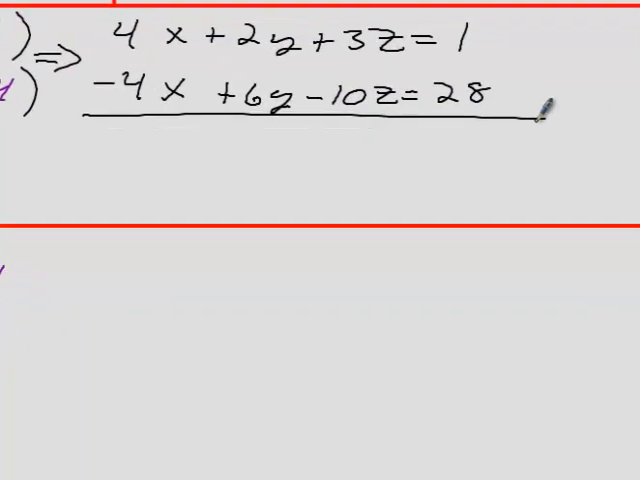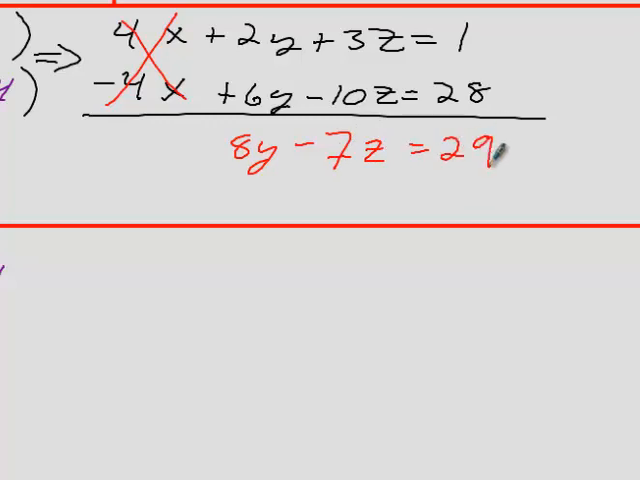On top, on bottom, you'll get negative 4x plus 6y minus 10z equals positive 28. And then what do we do with these two new equations? We add them together. So what's 4x take away 4x? What's 2y plus 6y? What's 3z take away 10z? Negative 7z. And what's 1 plus 28? Everybody okay? Yes or no?